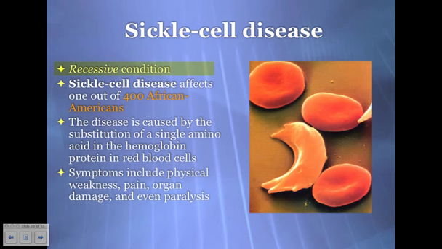Symptoms in this individual include physical weakness, because sickle cell often leads to sickle cell anemia. Anemia is fatigue and weakness. Also pain, organ damage, and even paralysis. The reason this happens is that hemoglobin, the substance that carries oxygen in our red blood cells, is misshapen.